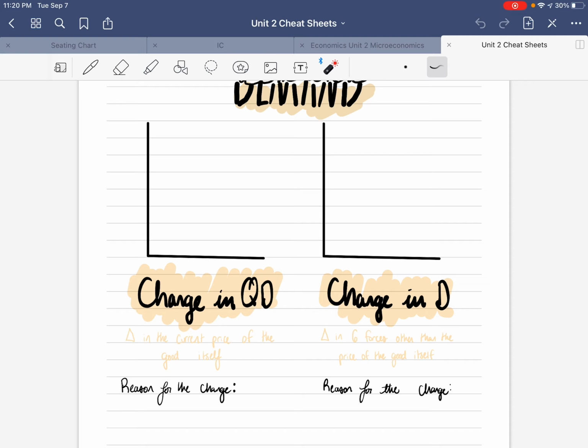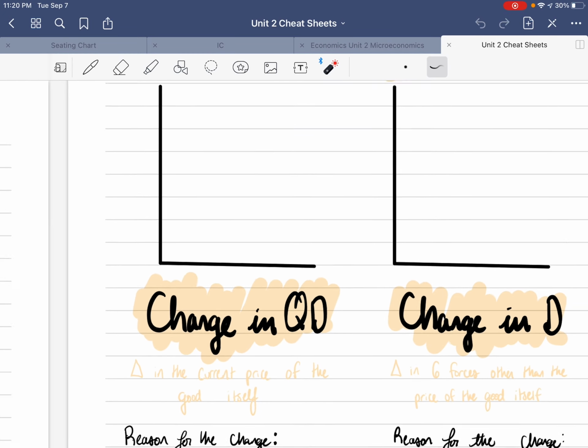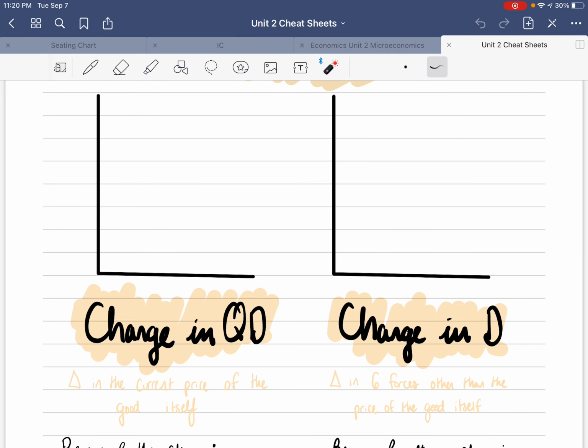All right, so we're going to focus on the left side first. And this is the graph when there is a change in the current price of the good itself. So that means that if the market of the graph, what we're graphing and talking about, is pizza, and the current price of pizza changes, then that's going to be a change in quantity demanded, how much we want. It's only if the current price of the good changes. If the market of the graph is backpacks, and the current price of backpacks goes up or down, then it's going to be a change in quantity demanded graph.